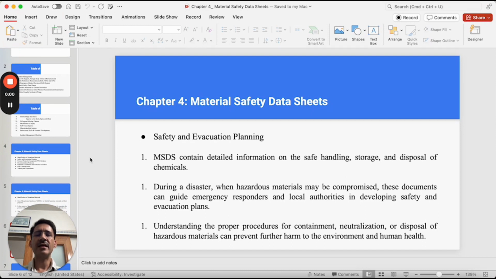Safety and evacuation planning. MSDS contain detailed information on the safe handling, storage, and disposal of chemicals. During a disaster, when hazardous materials may be compromised, these documents can guide emergency responders and local authorities in developing safety and evacuation plans. Understanding the proper procedures for contaminant neutralization or disposal of hazardous material can prevent further harm to the environment and human health.